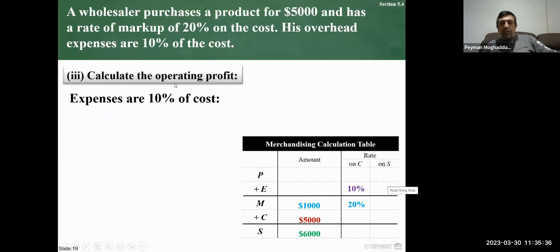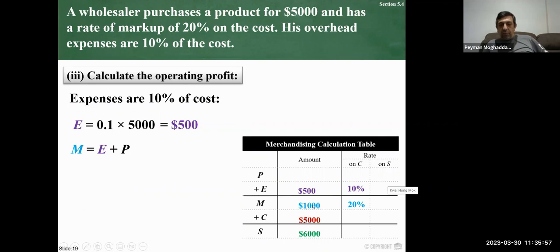Now calculate the operating profit. So the overhead is 10% of the cost, right? So 10% of $5,000 is going to be $500. This is going to be overhead. So the profit is going to be markup minus expenses, right? So markup is going to be expenses plus profit.